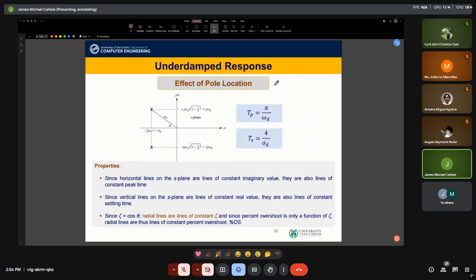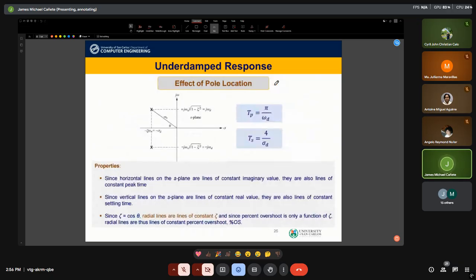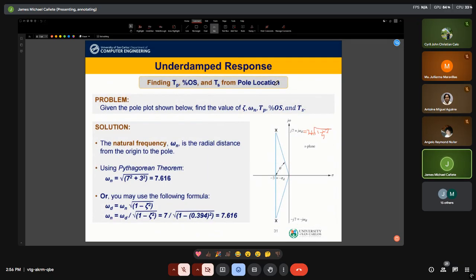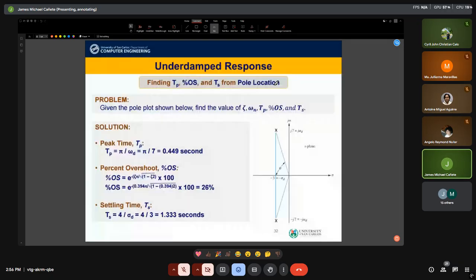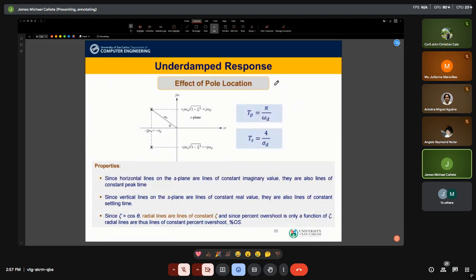Example now. No, maybe there is no example. Oh, it was just given. The next part is how useful the S-plane is in determining what classification of second order systems we get. There are patterns in the S-plane.